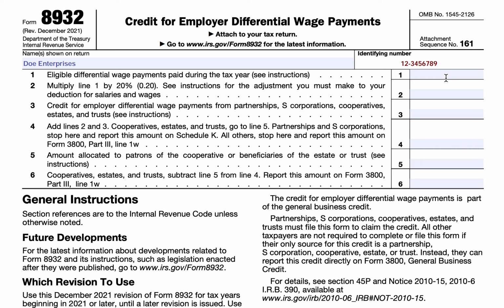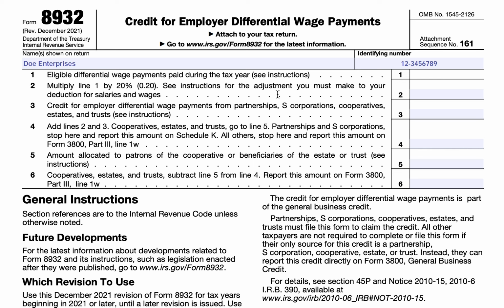Any taxpayer entity that can also claim employer differential wage payments. So most of the time it's going to be partnerships or S corporations. It could be cooperatives. It could be estates and trusts. It could even be an individual taxpayer filing Schedule C on their tax return. Whatever the case may be, you would need to make sure you understand how you are filing this form, what taxpayer status you are, so that you can then correctly report on IRS Form 3800.